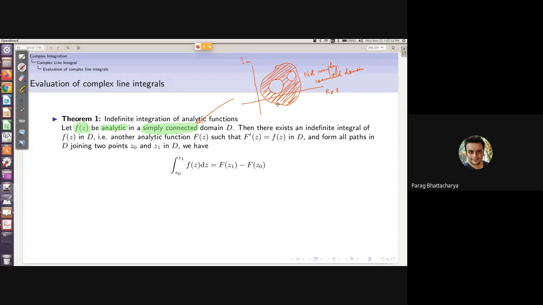So what kind of domain is this? It's a triply connected domain, because there are three boundaries. This is one boundary, this is another boundary, and this is one more boundary. Just count the number of boundaries. So here there are three boundaries, so it's a triply connected domain, or threefold connected domain. So this is the meaning of saying that there is a simply connected domain.